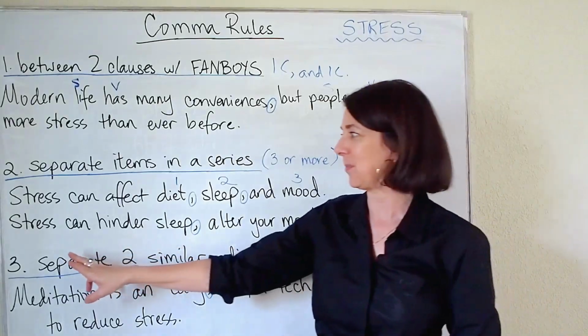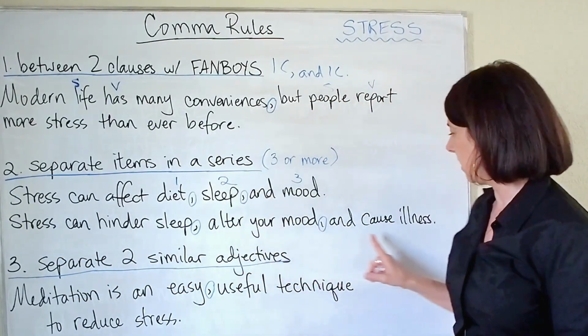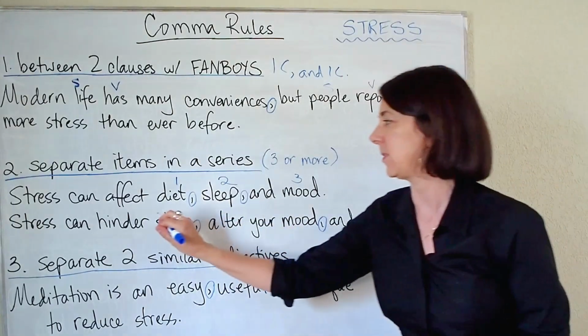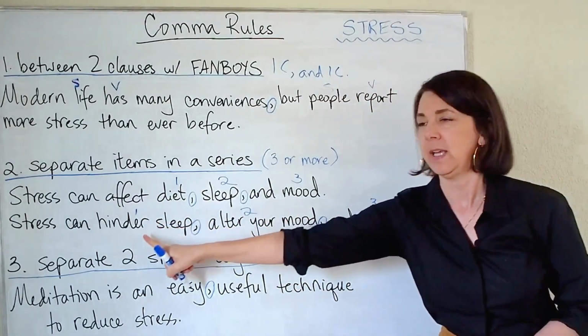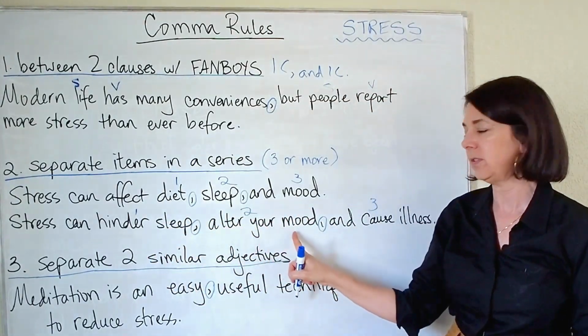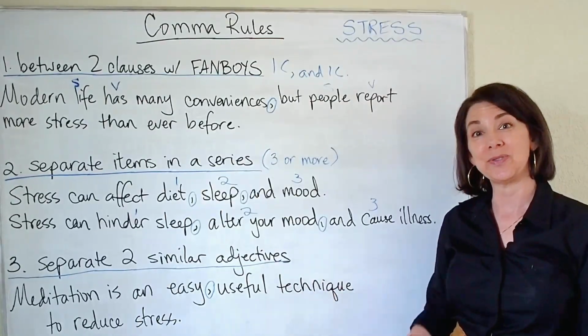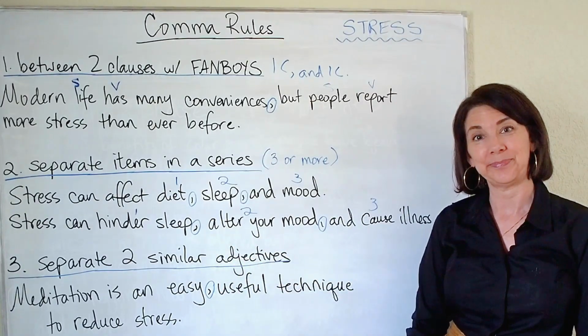Let's look at another example. Stress can hinder sleep, alter your mood, and cause illness. Here we have three things. We have three verb phrases: hinder sleep, alter your mood, cause illness. And again, we're going to use the comma to separate the three parts.